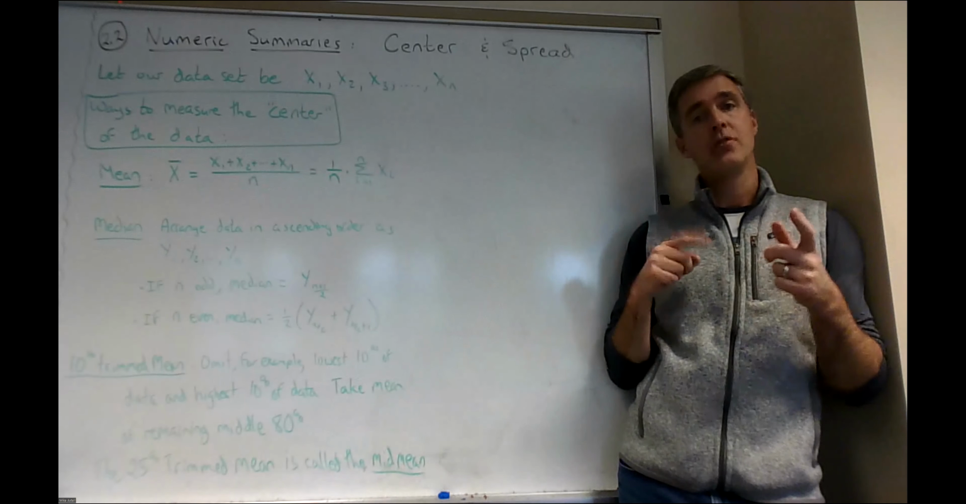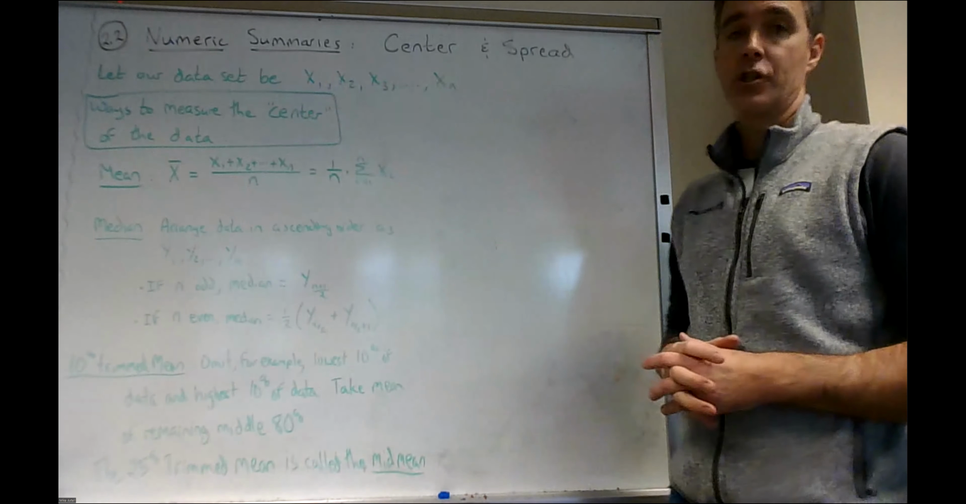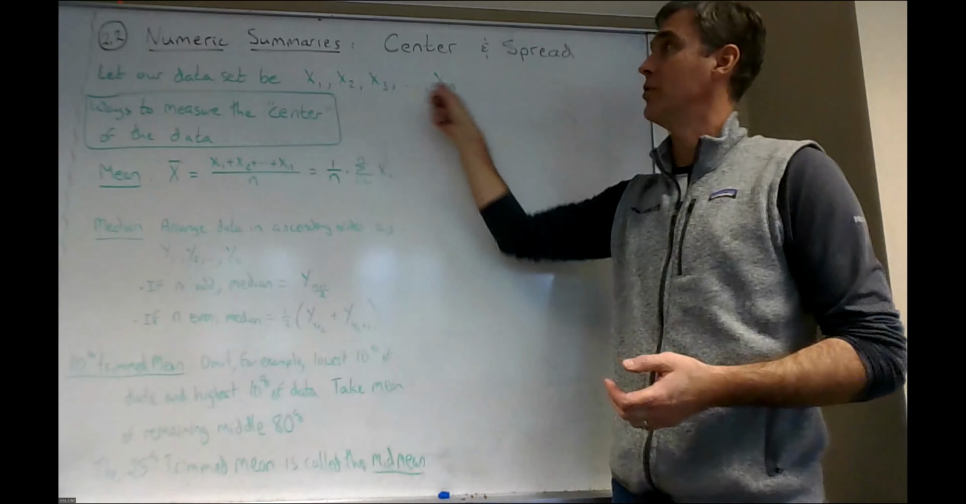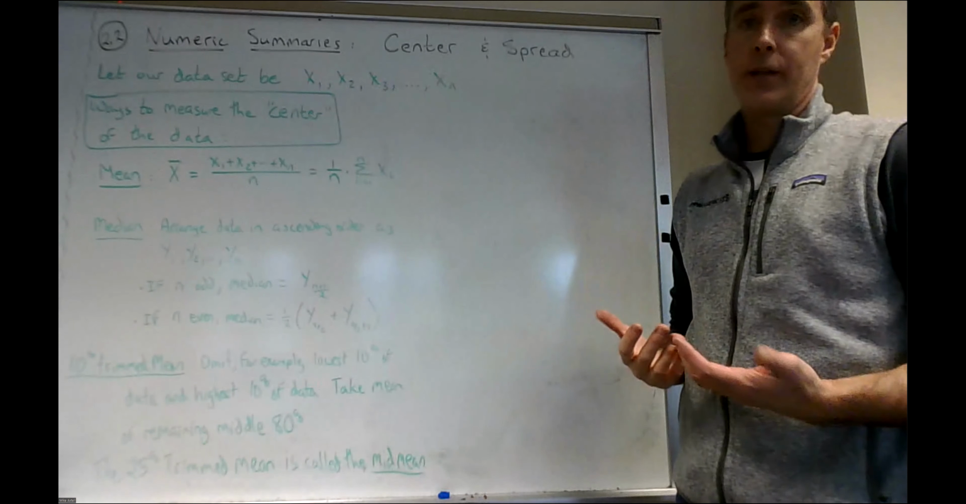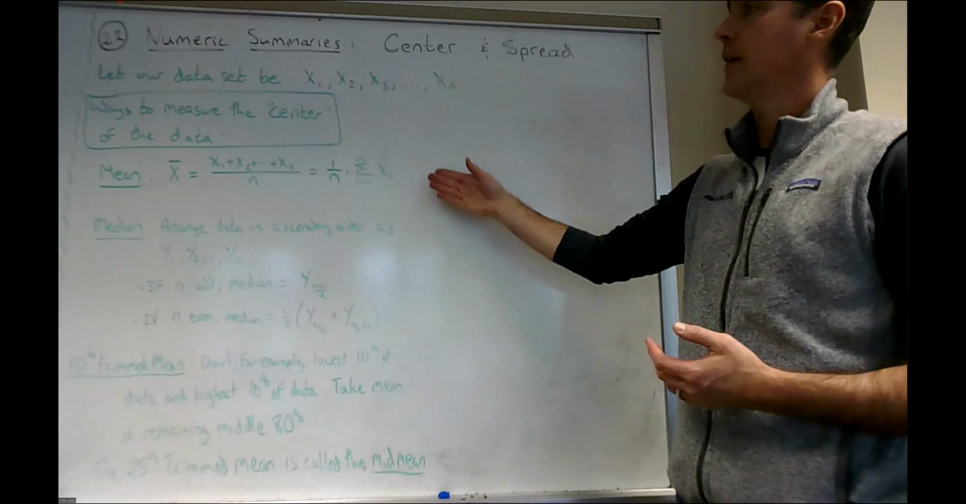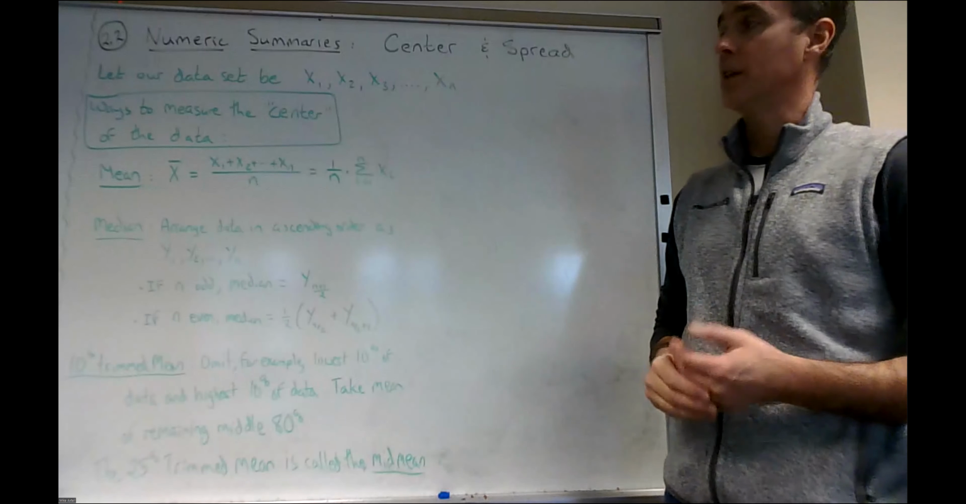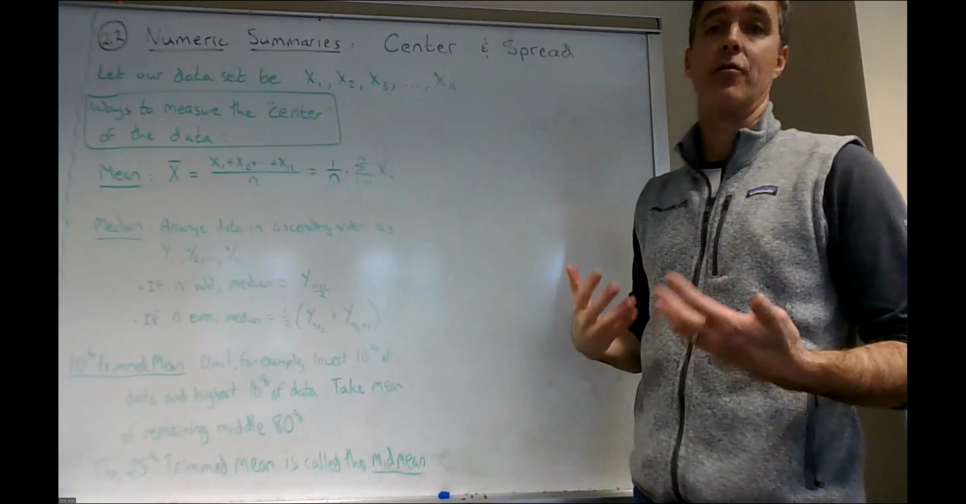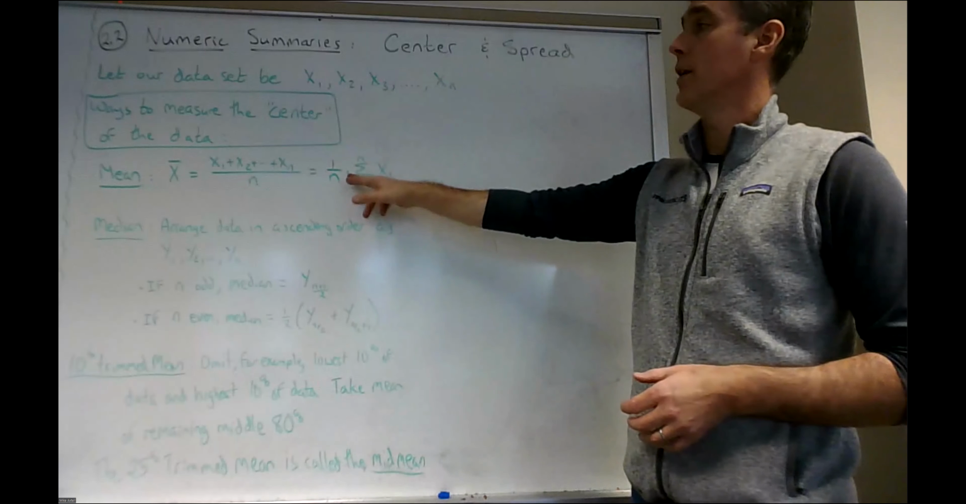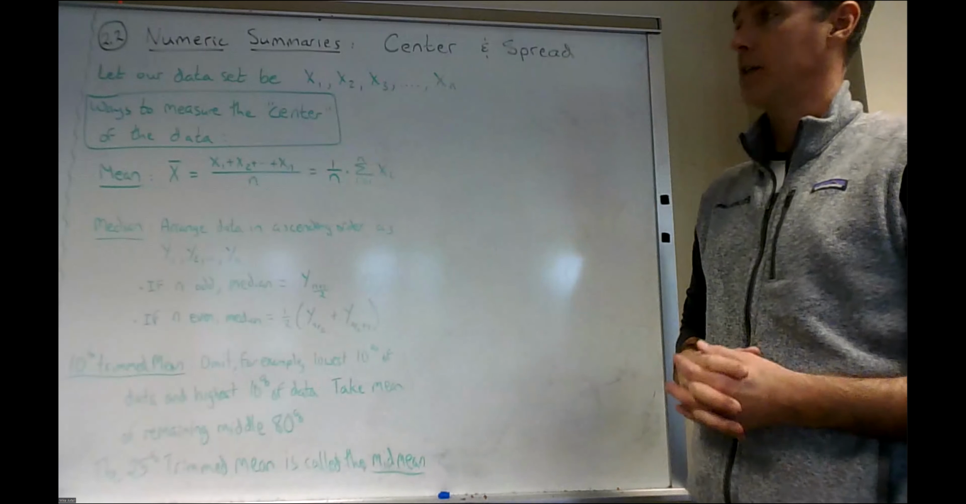Let's begin by assuming that I have a data set x1 up to xn. So I have n items of a particular variable, and let's assume it's numerical, so these values are all numbers. You're familiar with a lot of these ways of measuring the center. I could take the mean of the data, which is basically adding up all the values and dividing by n. So it's the average, the mean: 1 over n times the summation of the x sub i's.